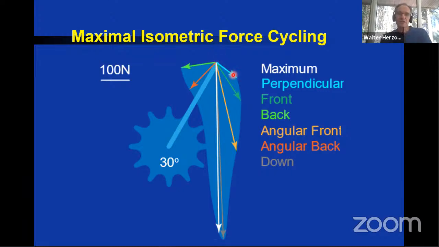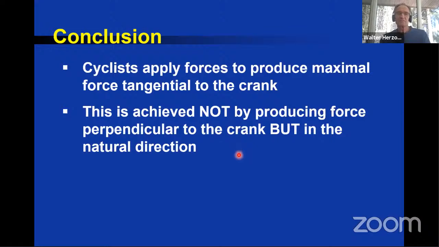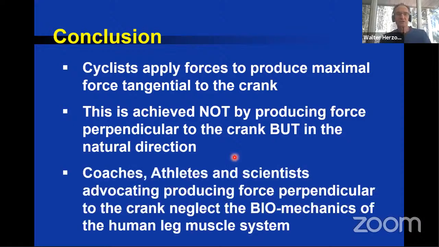So there's an optimal direction to pushing that maximizes your ability to produce force and your ability to produce a tangential component. And interestingly enough, what we found from our cyclists, they seem to be pushing always very close to the direction that allows them to get a maximal force tangential to the crank. And this maximal force tangential to the crank is not achieved by producing force perpendicular to the crank, but is typically achieved by letting people do what they naturally do and push in the natural direction.